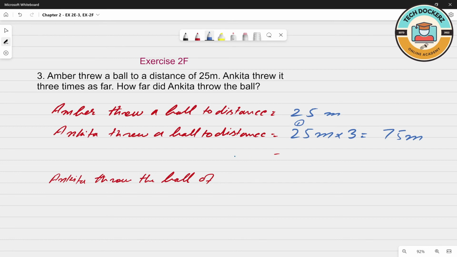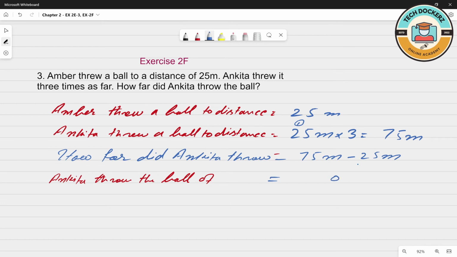Now let's calculate how far Anikita threw the ball than Amber. How far did Anikita throw the ball? 75 meters minus 25 meters. 5 minus 5, 0, and 7 minus 2, 5. So Anikita threw the ball 50 meters far.